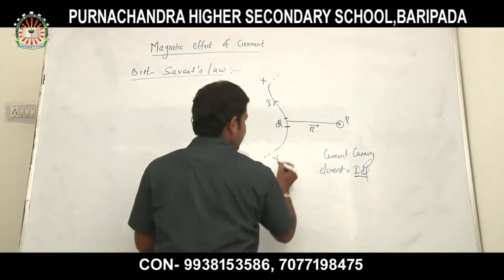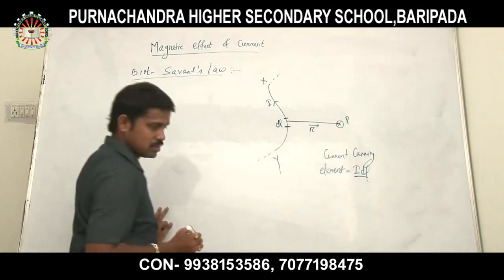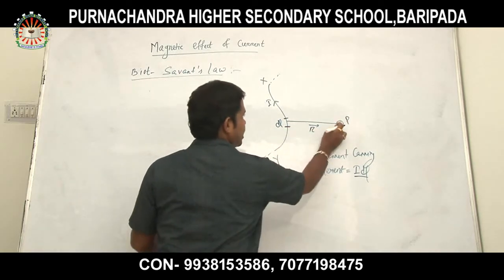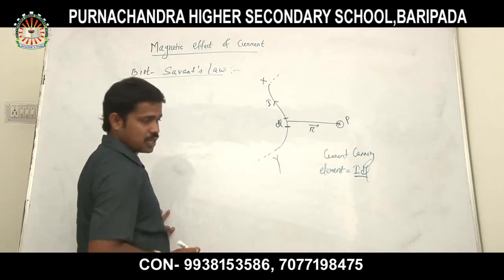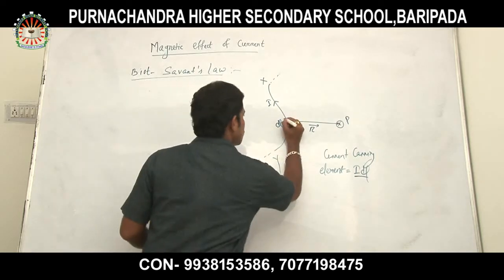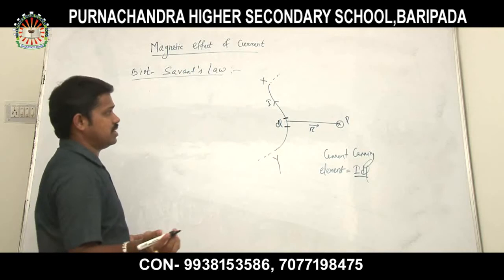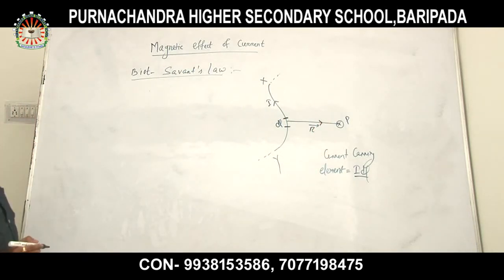Now we are going to find out the magnetic field at the point P due to this current carrying conductor. We cannot find out the whole conductor, that's why we take a small element here. Very simple. This is the direction at which we will find out the magnetic field.